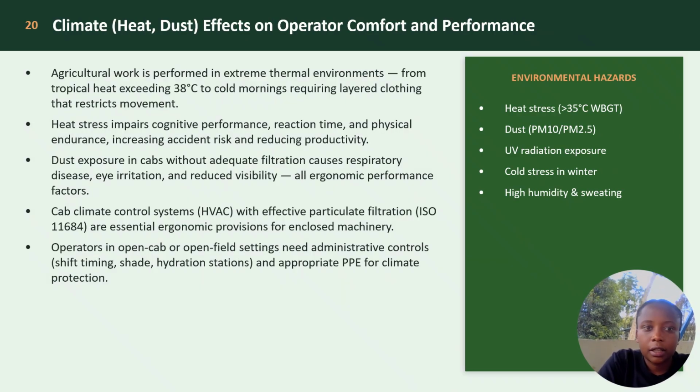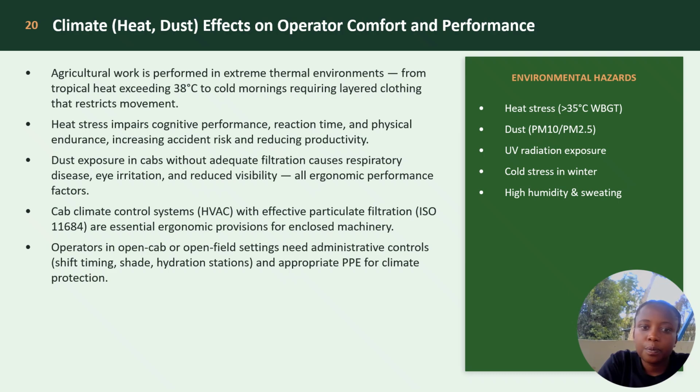Topic 20 is about climate, heat, and dust effects on operator comfort and performance. Agricultural work is performed in extreme thermal environments, from tropical heat exceeding 38 degrees Celsius to cold mornings that require layered clothing that restricts movement. Heat stress impairs cognitive performance, reaction time, and physical endurance, increasing accident risk and reducing productivity. Dust exposure without adequate filtration causes respiratory disease, eye irritation, and reduced visibility, a key ergonomic performance factor.